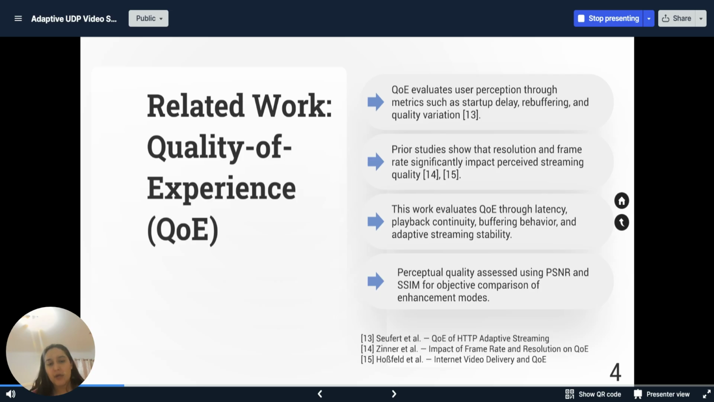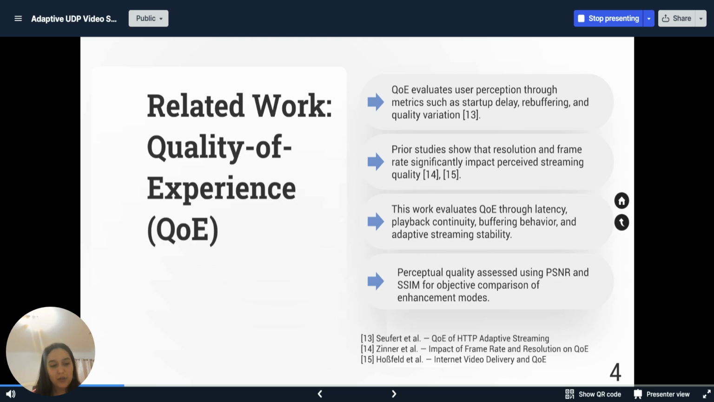So what QoE, which is the quality of experience, actually studies, it evaluates user perception through metrics such as the startup delay, the rebuffering, how long do we see that circular thing, and what's the variation, how good, how bad it is. And prior studies show that the resolution does really affect the viewer. And that has been studied in a lot of papers that we mentioned here, Zinner et al., Hoßfeld et al.